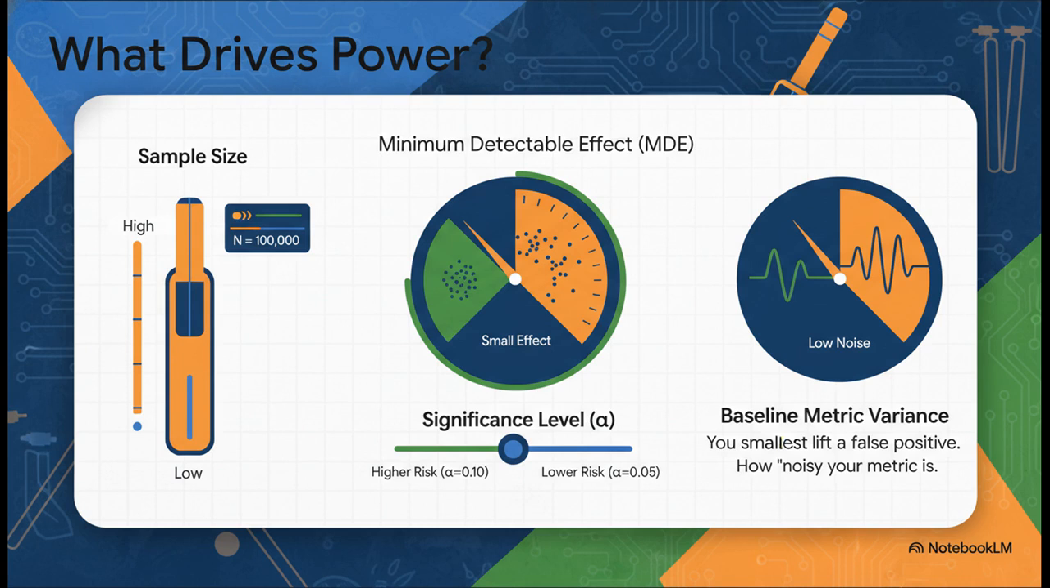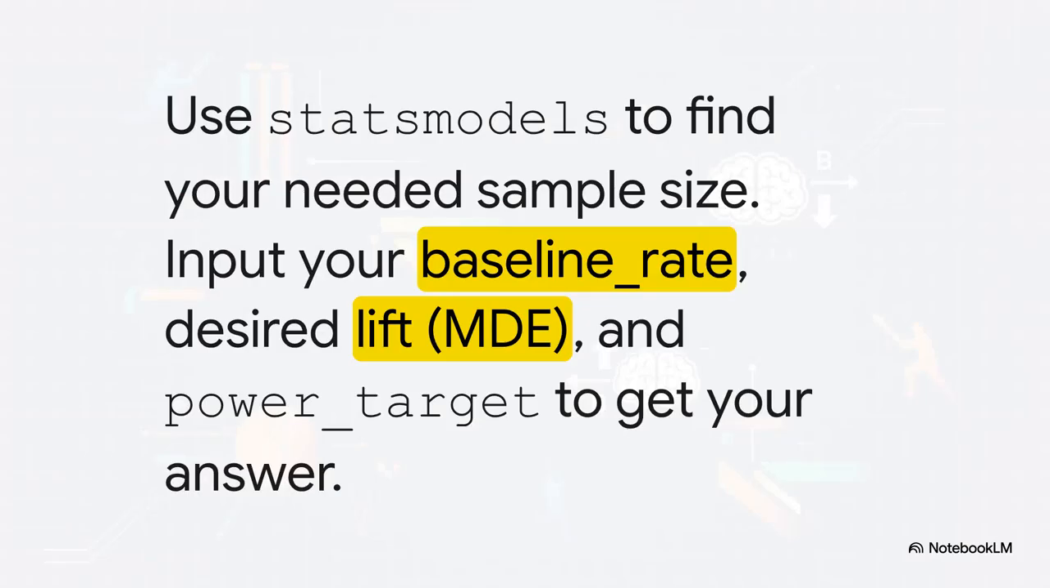But detecting a huge 20% jump, you can do that with a lot less data. And the best part is you don't have to break out a statistics textbook and do this math by hand. We can just use Python's statsmodels library. As you can see right here, you call this one function, plug in your current success rate, that's your baseline, the improvement you're hoping to find, that's the MDE, and your power target, probably 80%, and boom, it'll spit out the exact number of samples you need in each group.